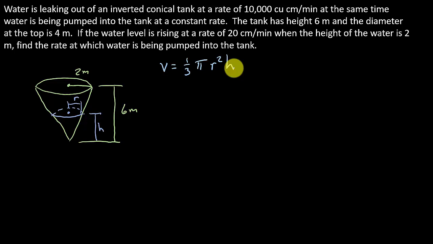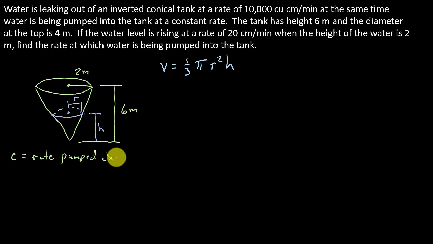Let's see what all we have. It says water is leaking out at 10,000 cubic centimeters per minute, and at the same time, water is being pumped into the tank at a constant rate. In the end, they want to know the rate that the water is being pumped in. They want to know this rate right here. So we're going to let C equal the rate that the water is being pumped into the tank.